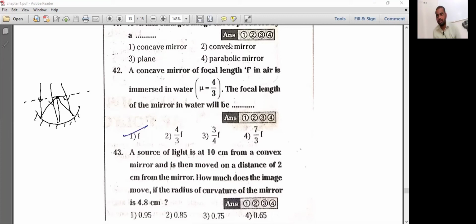Now what I am doing, I'm going to immerse the concave mirror in water. Now the red color lines will be somewhat... Look at here. The light rays are perpendicularly falling on the water. So when the light is falling perpendicularly on the refracting surface, it won't deviate. It will move in the same direction. Anyhow, they will converge at the same point. So the focal length will not be changed. Option 1 is the correct option.